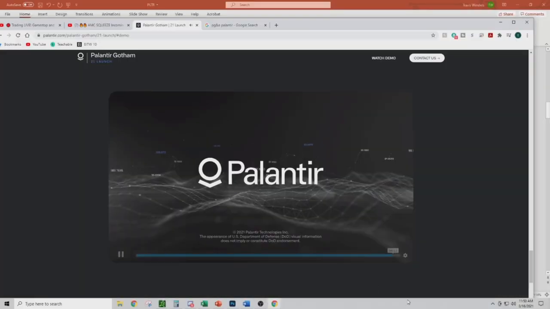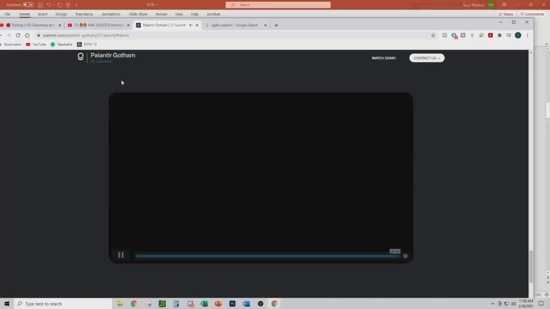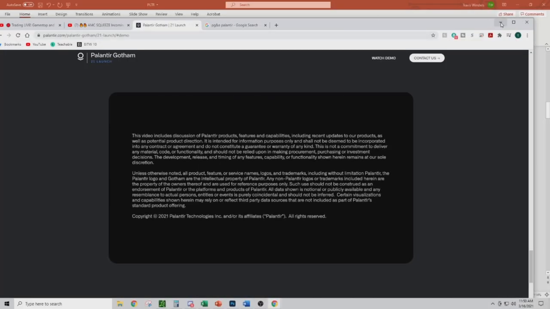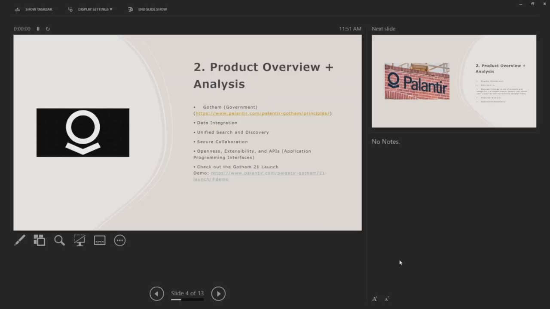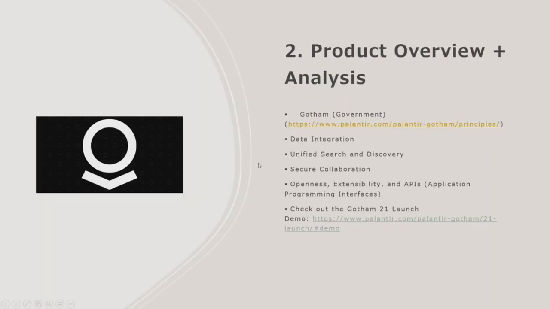All right. So yeah, there's the sneak peek into the Gotham 21 launch provided by Palantir. Like I said, just a cool little snapshot of what we do know the government side of their product line can do. That has been veiled in a little bit of secrecy, which was not ideal for some people as investors, but it's cool to see a little bit of that being made public.